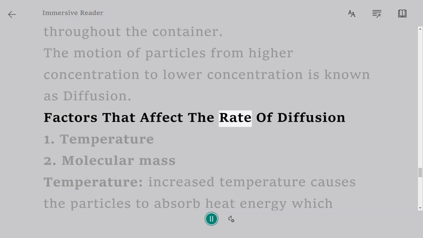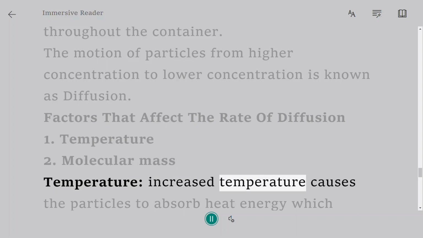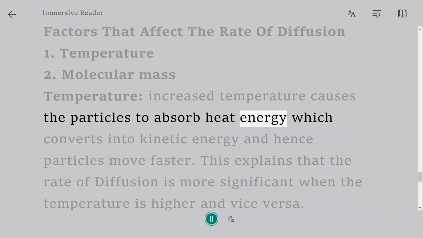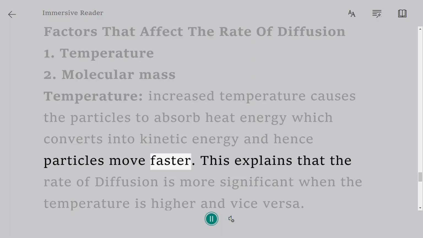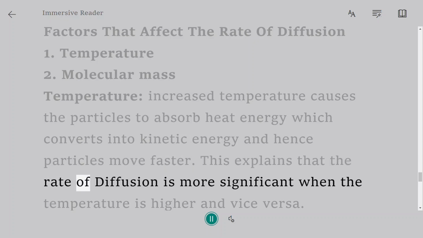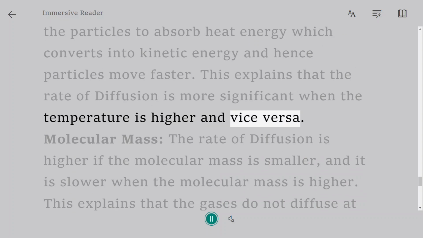Factors that affect the rate of diffusion. 1. Temperature. 2. Molecular mass. Temperature. Increased temperature causes the particles to absorb heat energy, which converts into kinetic energy, and hence particles move faster. This explains that the rate of diffusion is greater when the temperature is higher and vice versa.